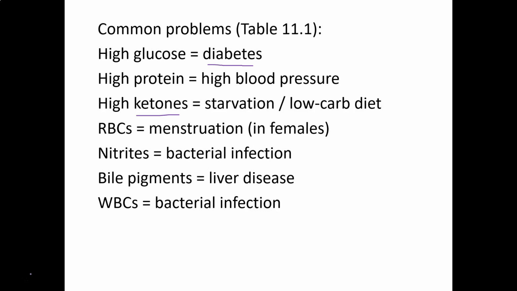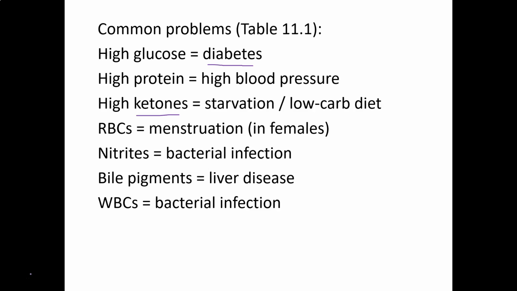There's a reason why if a woman goes to the doctor, one of the first things they always ask us is, when was your last period? They need to know that because it affects how they interpret some results. Nitrites. Nitrites are nitrogen-containing compounds. If you have them, it tends to mean that you have a bacterial infection, most notably from E. coli, which is the most common bacteria that causes urinary tract infections.